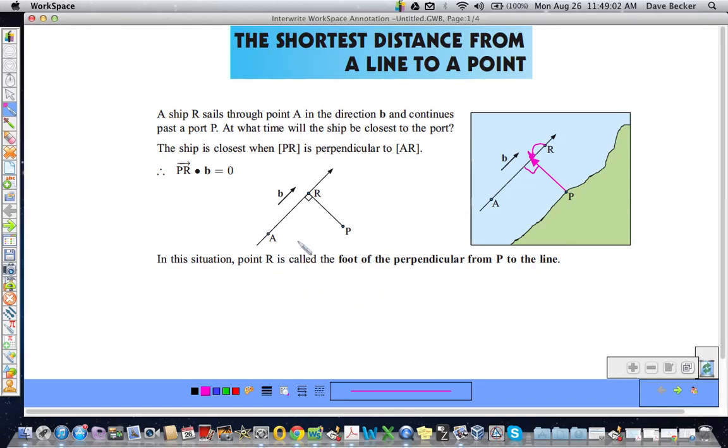We say that R right there is the foot of the perpendicular from P to the line, and of course this symbol is what we use for perpendicular. So we have three examples.